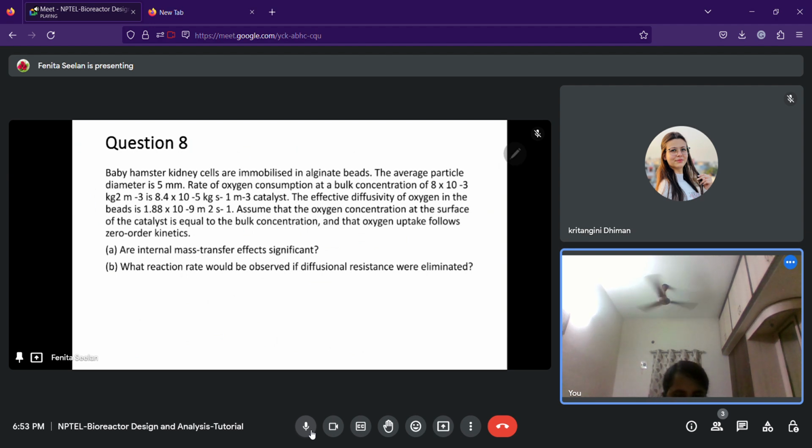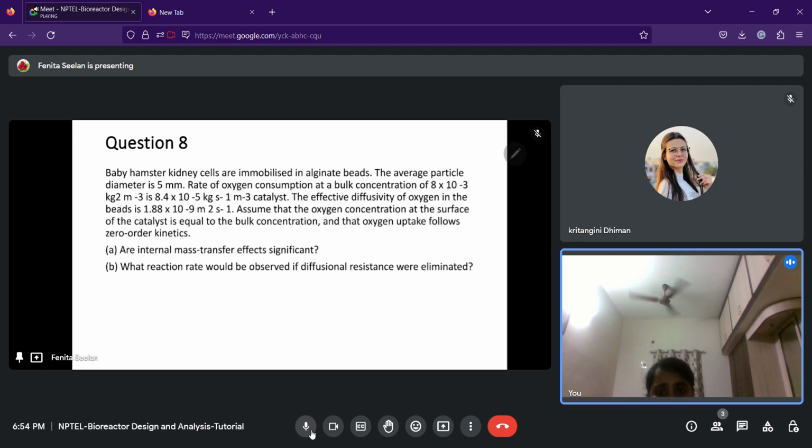So let's take 2 minutes to read question number 8. Baby hamster kidney cells, a mammalian cell culture, are immobilized in alginate beads. The average particle diameter is 5 millimeter, and the rate of oxygen consumption at a bulk concentration of 8 into 10 power minus 3 kg per meter cube is 8.4 into 10 power minus 5 kg per second per meter cube of catalyst. The effective diffusivity is given as 1.88 into 10 power minus 9.